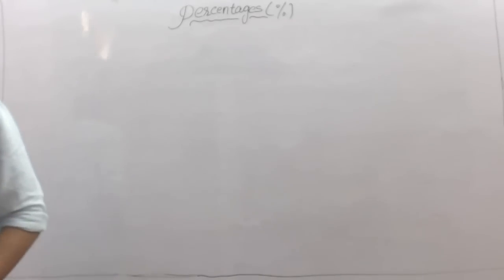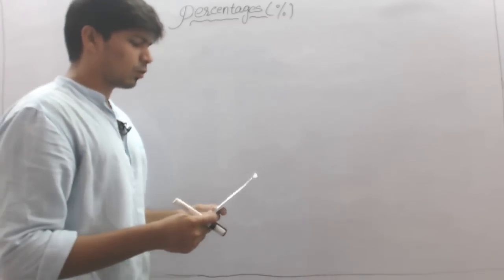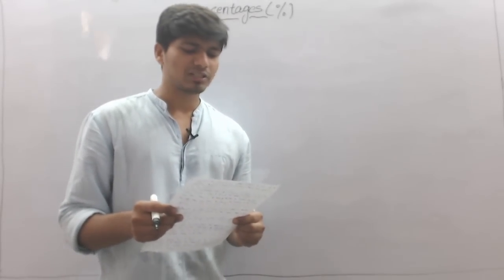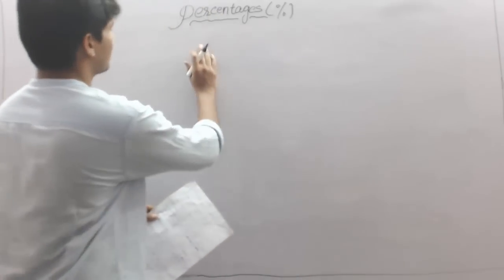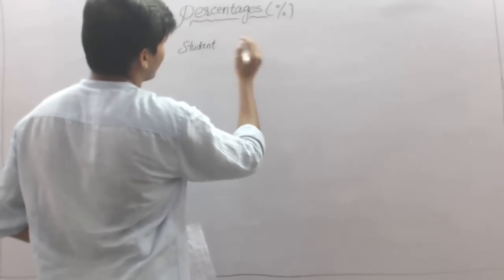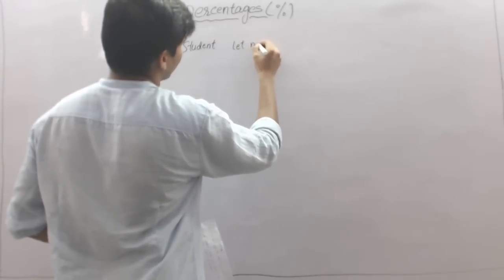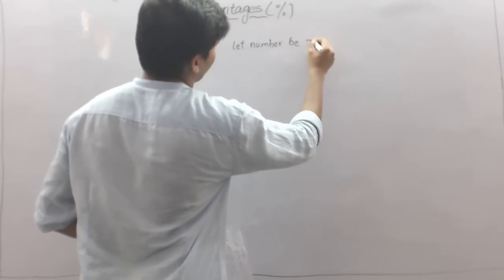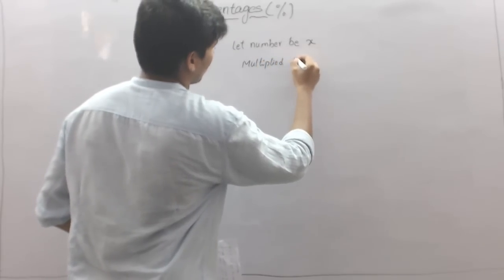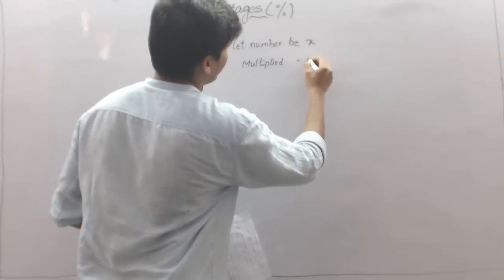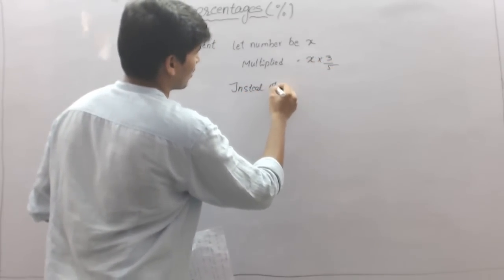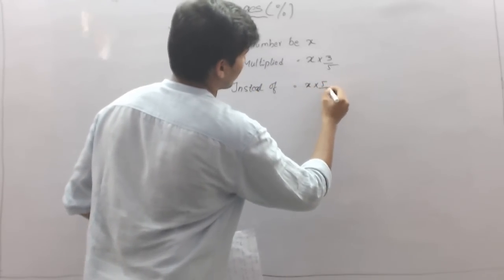The next question is, there is a student who multiplied a number by 3 by 5 instead of multiplying it by 5 by 3. So what is the percentage of error in his calculation? Here is a student who multiplied a number. Let the number be x. So he multiplied x with 3 by 5 instead of multiplying the number with 5 by 3.